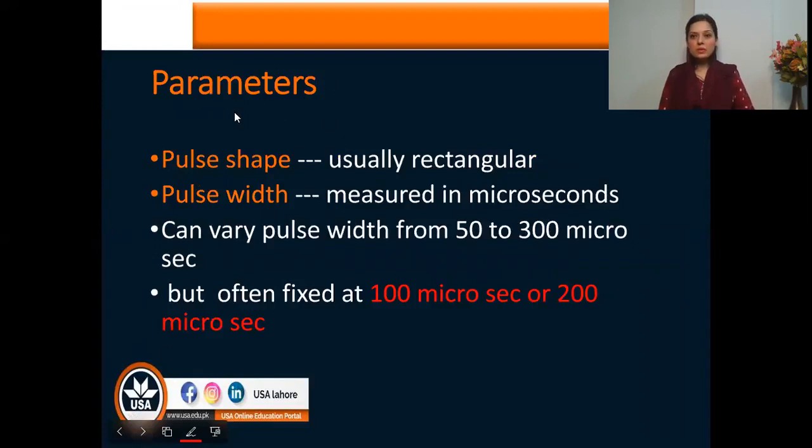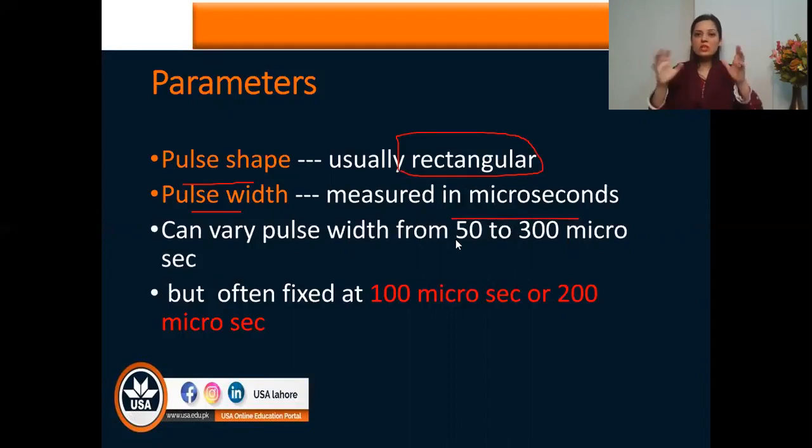There are different parameters present on the TENS machine that we have to monitor, and through which we obtain our physiological responses. These are pulse shape and pulse width. The pulse shape we use is a rectangular one, and the pulse width, in microseconds, can range from 50 to 300 microseconds, but commonly we fix it around 100 and 200 microseconds.